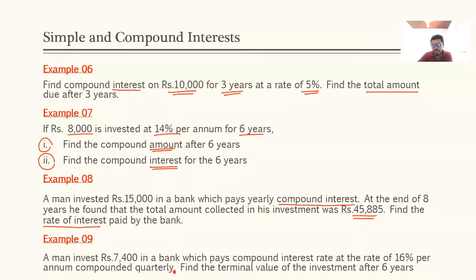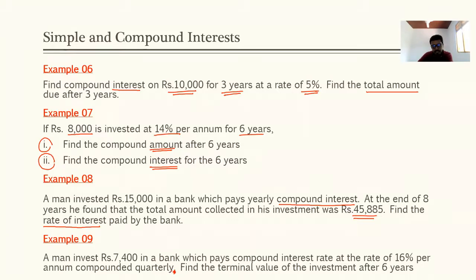Rate is given per annum, but compounded quarterly means once in every 3 months they are paying interest. Once in every 3 months, they are compounding the interest. Find the terminal value of the investment after 6 years. After 6 years, what should be the terminal value?